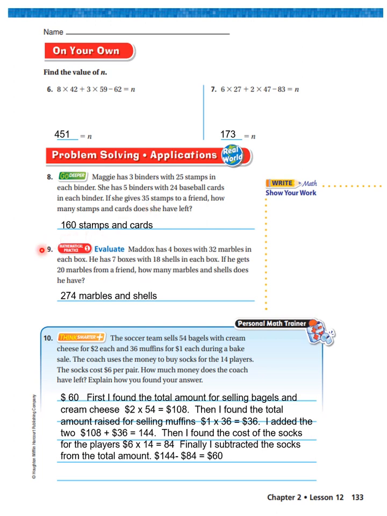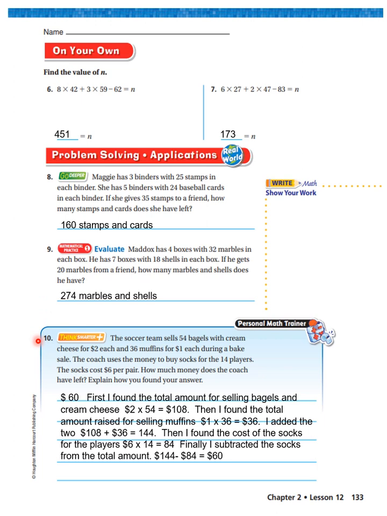Let's look at number 9. Maddox has 4 boxes with 32 marbles in each box. He has 7 boxes with 18 shells in each box. If he gets 20 marbles from a friend, how many marbles and shells does he have now? Well, he has 274 marbles and shells. 4 boxes with 32 marbles, 4 times 32. 7 boxes with 18 shells, 7 times 18, plus 20, 274.